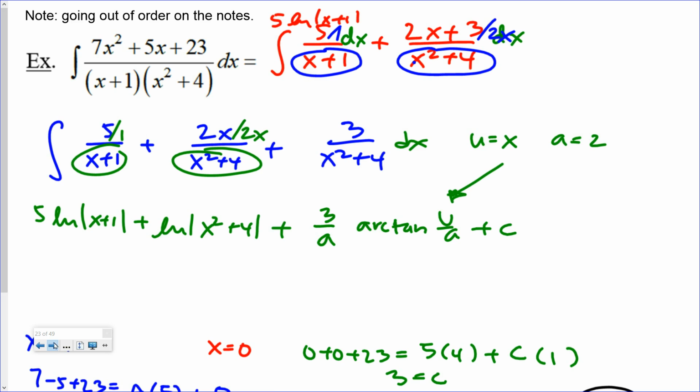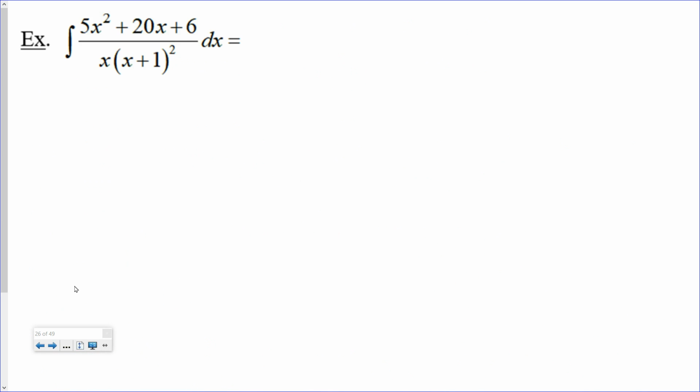All right, I want to go to the last problem. It is a partial fractions problem. How do you know?